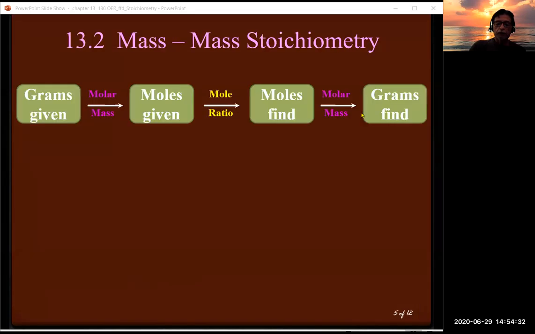All right. So this is another flow chart to help you out, related to the flow chart we had before. Notice what is being done here. If we're given grams of some compound, and we're looking for grams of whatever compound we're looking for, we need to get through moles.